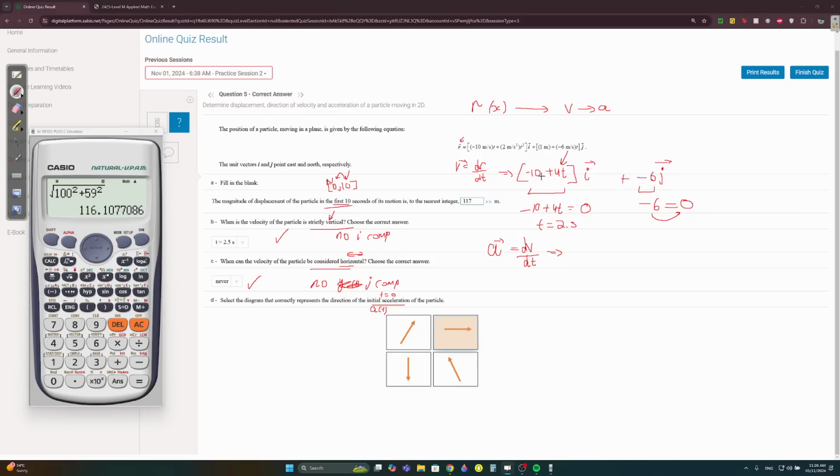Derive this. Minus 10 doesn't get derived. 4t gets derived to 4i. Minus 6 doesn't get derived, so it's going to be 0j. So your acceleration is 4i. Even if time is 0, time is 15, time is infinity, your acceleration will still be 4i because there's no time variable for me to multiply by, right? So that means my acceleration is going forward to the right.